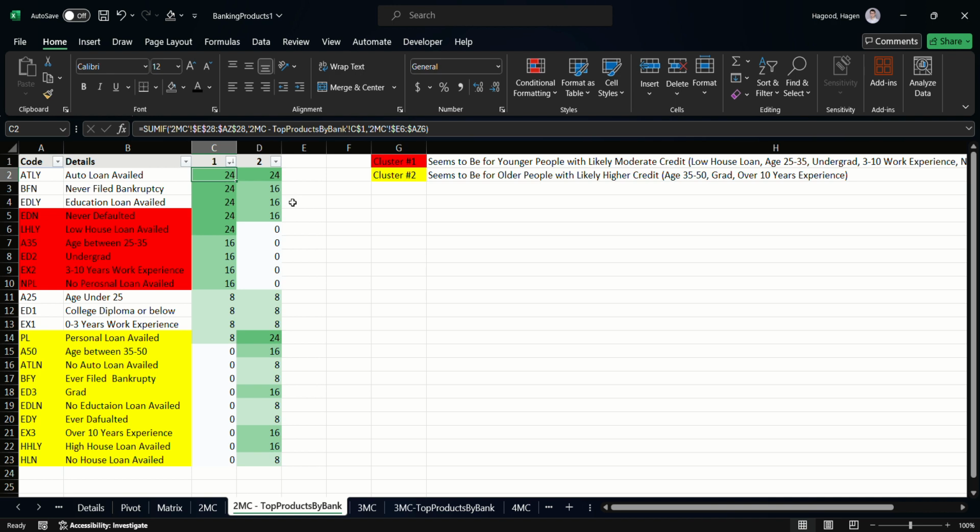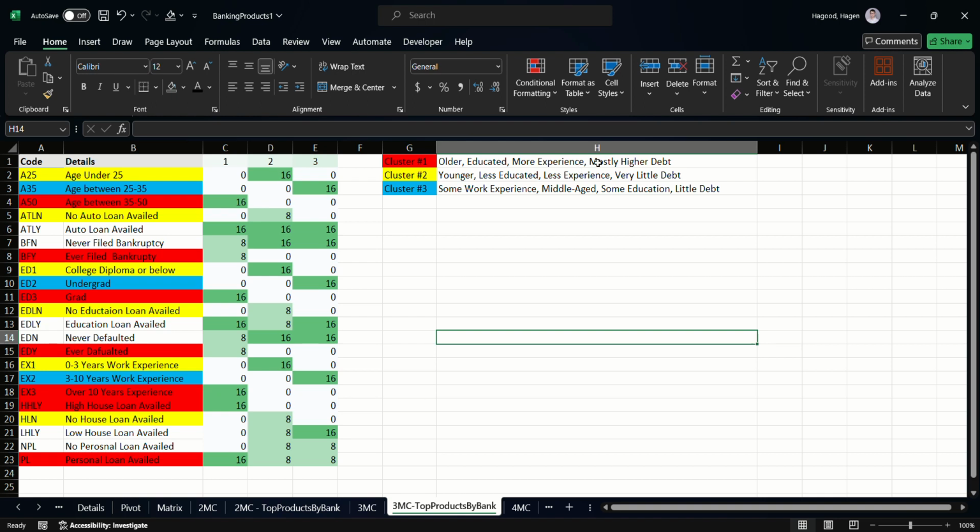I found that for cluster 1, the people that use that code seem to be younger people with likely moderate credit scores. They had a low house loan. They tend to be aged 25 to 35. They had an undergraduate degree and about 3 to 10 years of work experience. On the other hand, cluster 2 seemed to be for older people with likely higher credit scores. They were aged 35 to 50. Most of them had graduate degrees and over 10 years of work experience. However, you can tell these clusters weren't very accurate because the differences weren't super clear and there was a lot of overlap.